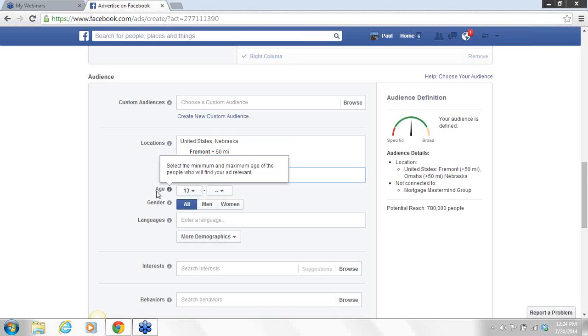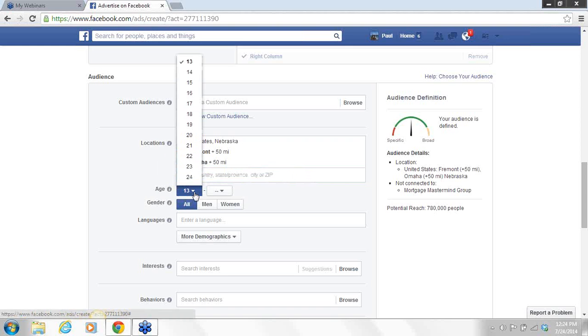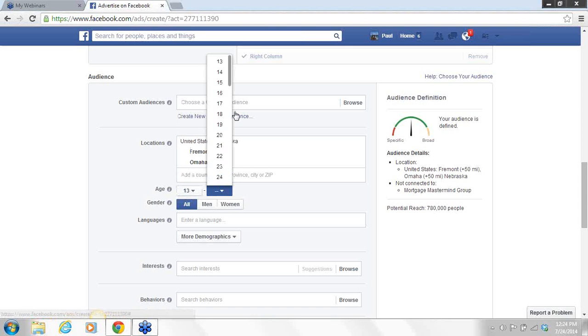The next section is age. Here's something to remember. By default, the minimum number you can choose in terms of age is 13. I can't go any lower. I can't set it at no age criteria. I don't have the ability to do that. For ads, by default, 13 is the lowest. Now, I don't have to set a max age. If I want to, I can set a max age, which I think is 60, 64, or no age limit.